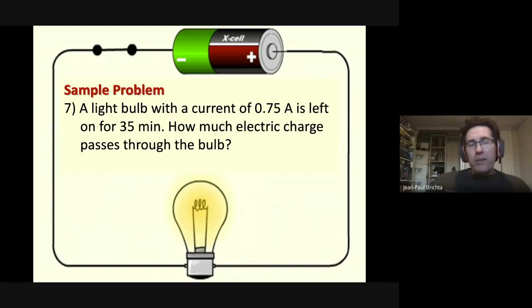In other words, electric charge, if you'll remember, is Q, capital Q. And my current, 0.75 amps, that's capital I. And my time, delta T, is 35 minutes. So we want to know how much electric charge passes through the bulb. Why don't you pause the video and try and work that out?